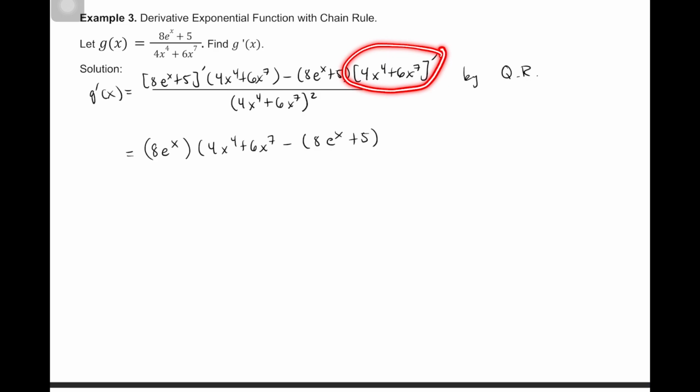So the derivative of this, for the first part, we're going to just use constant multiple and the power rule, and also constant multiple and power rule, right? Multiply and subtract, right? So this will be 4 times 4, it will be 16x to the third, plus 6 times 7 is going to be 42x to the 6.